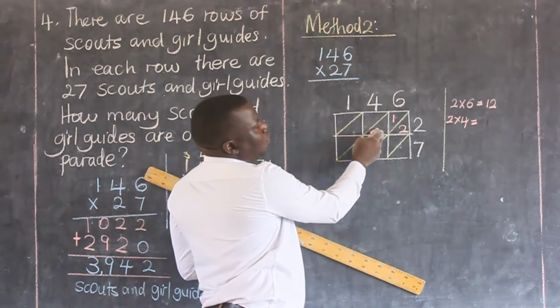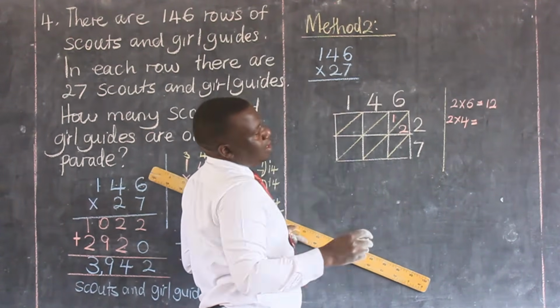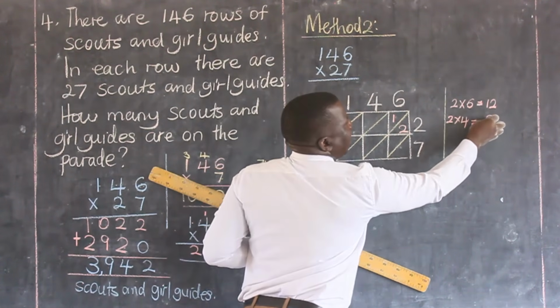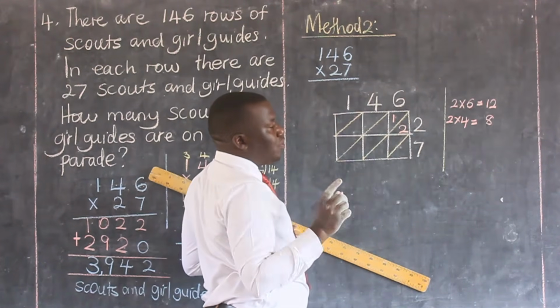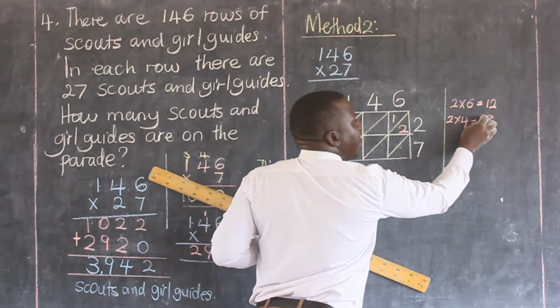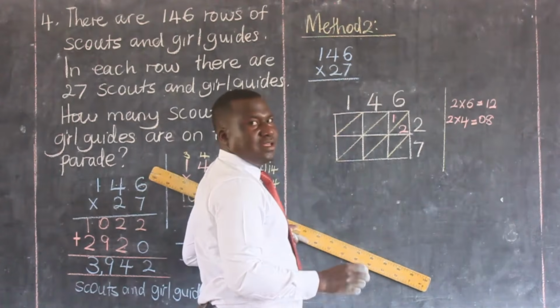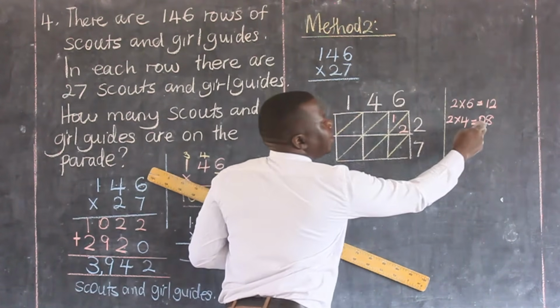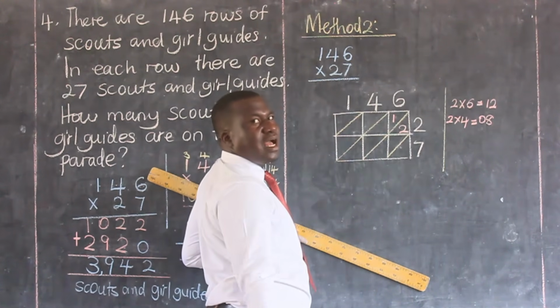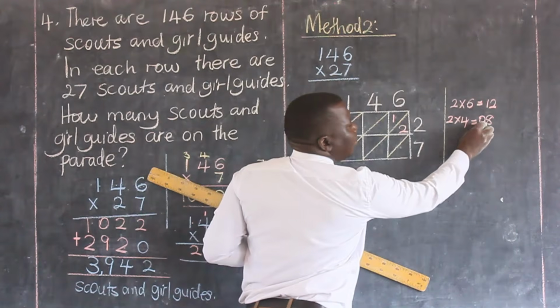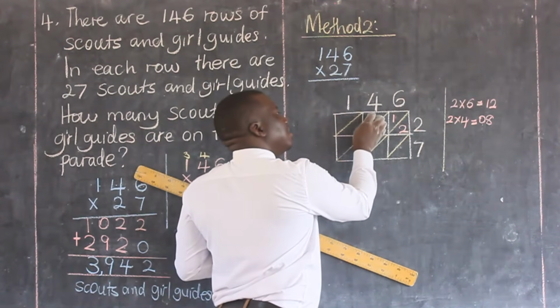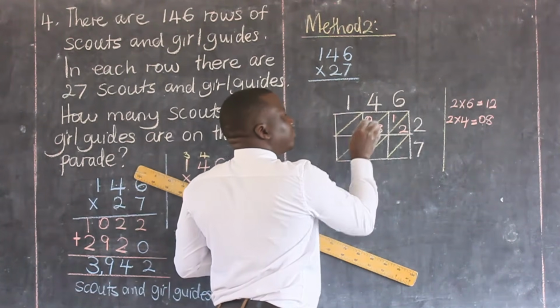Remember, there are 2 boxes here. But when you write 8 like that, it will confuse you. So we add a 0 at the beginning. If we add this 0 at the end, it changes the answer. So you add 0 at the beginning. So you get 0, 8.